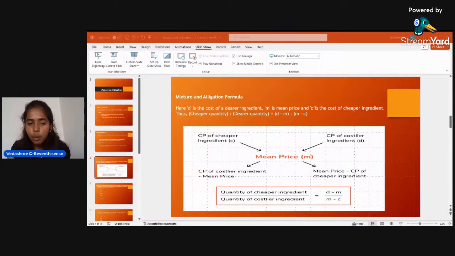Here the quantity of the cheaper ingredient is equal to D minus M, and the quantity of the costlier ingredient is equal to M minus C. D is the cost of the dearer ingredient, which is the costlier ingredient, M is the mean price, which is the average, and C is the cost of the cheaper ingredient. We need to calculate the ratio or fraction for this. So the formula is D minus mean price divided by mean price minus C. Understood the formula and the concept?